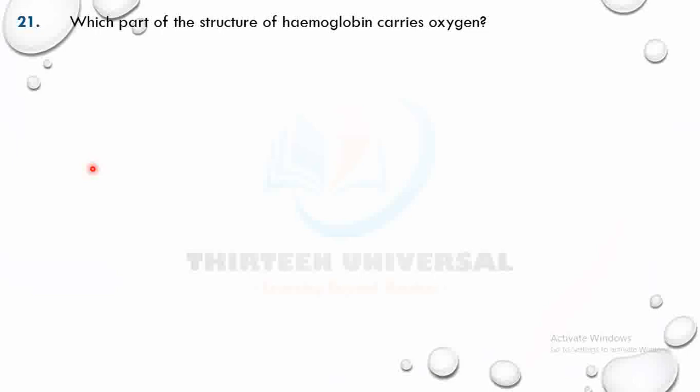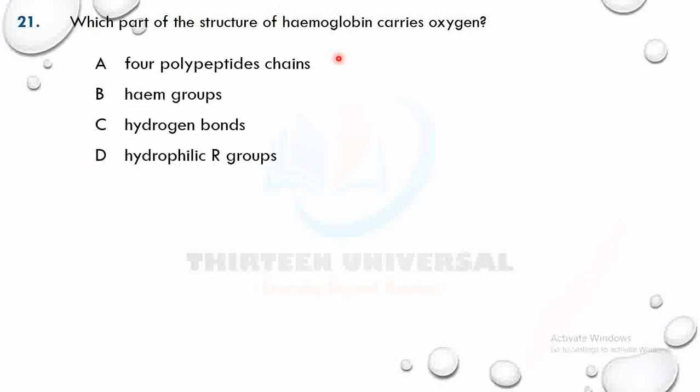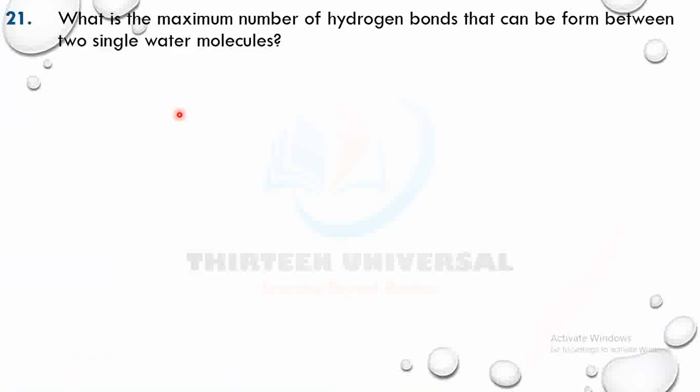All right. Which part of the structure of hemoglobin carries oxygen? Pause the video and try it, guys. The 4 polypeptide chains are not where the oxygen binds. Okay, the heme groups, here are the heme groups. Hydrogen bonds, no. So the heme groups are the binding sites of oxygen in hemoglobin. That's B.